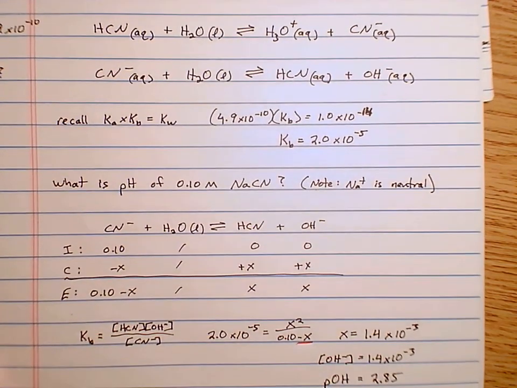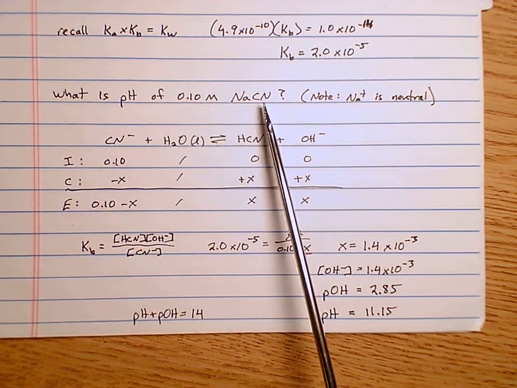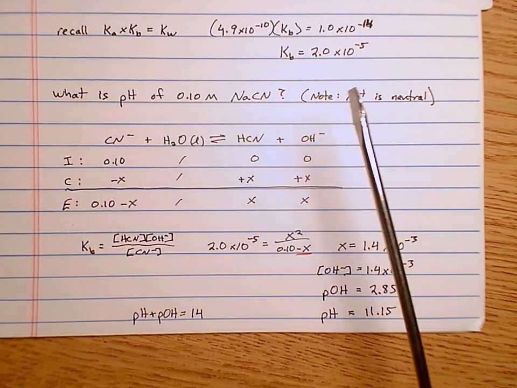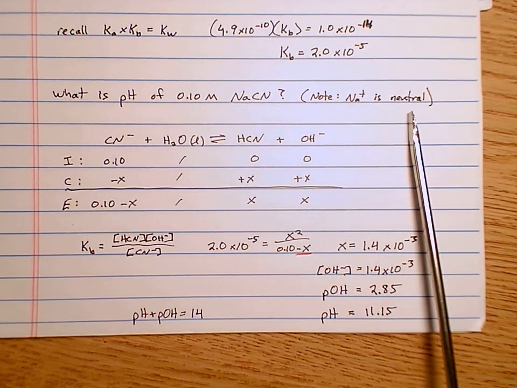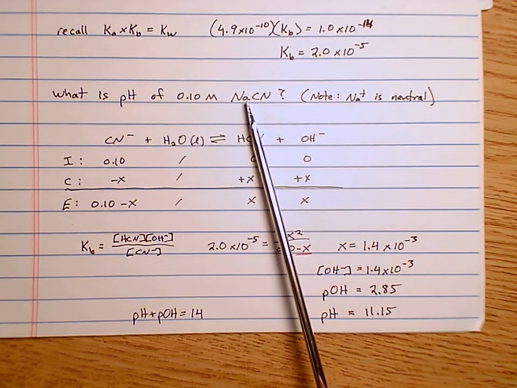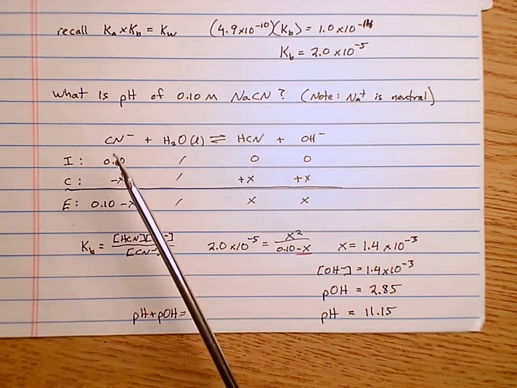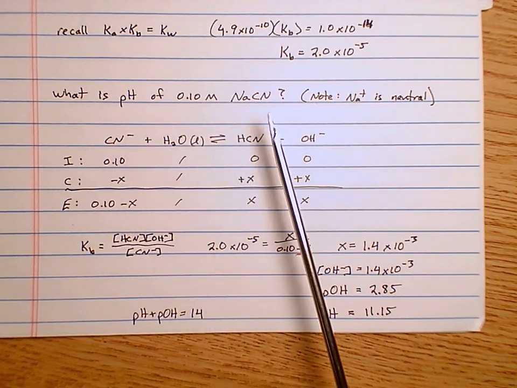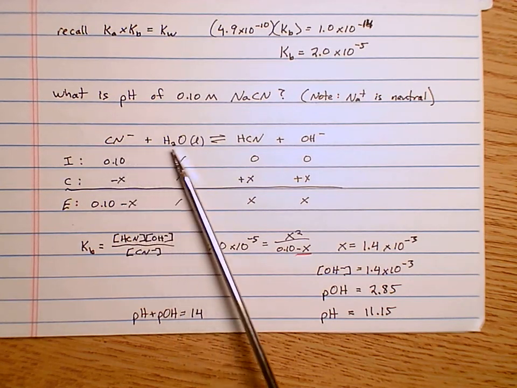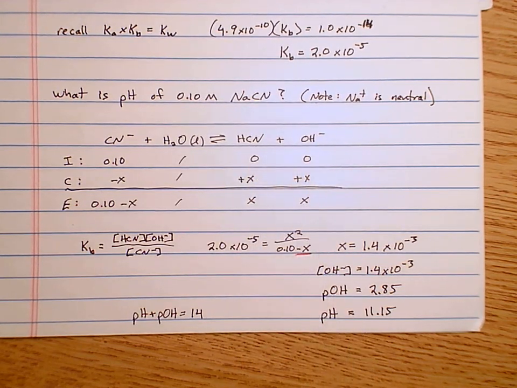Okay. So question then, what is the pH of 0.1 molar NaCN? A little foreshadowing here. We're going to find out on the next page that Na plus is neutral. So we're really looking at cyanide ion here, and it's an anion. It is the conjugate base of a weak acid, HCN. Therefore, it's a weak base. So we're going to have it react as a base. CN minus plus H2O liquid in equilibrium with HCN plus OH minus.